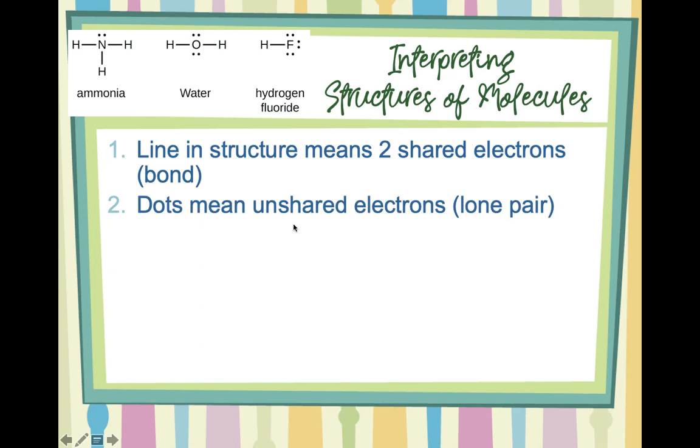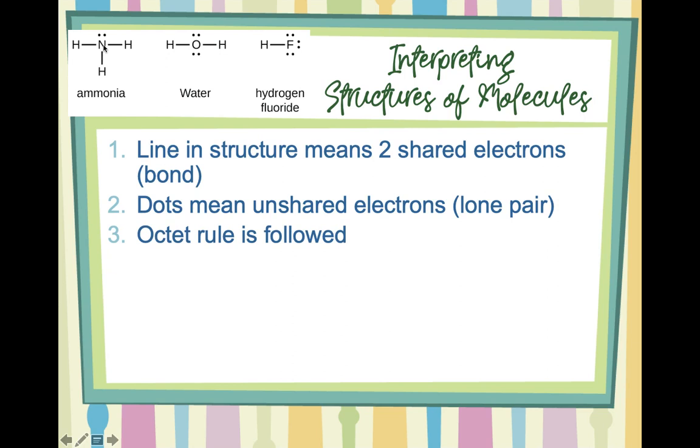The dots are unshared pairs of electrons. Those are also sometimes known as lone pairs, which I know sounds like an oxymoron. How can you be a lone and a pair? But the pair is not shared. So that is what a lone pair refers to. And then also the octet rule is followed.